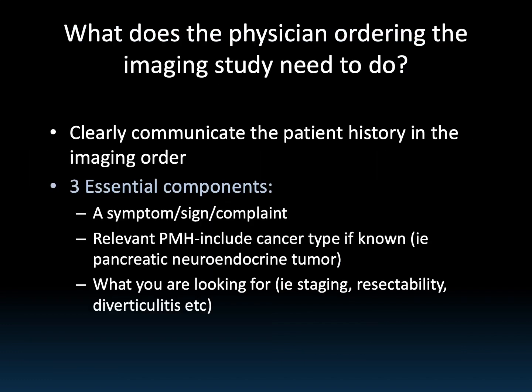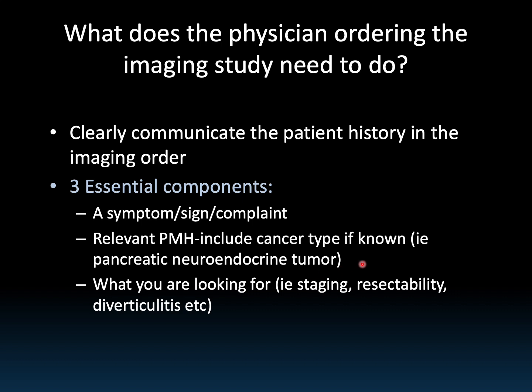So what does the physician ordering the imaging study need to do? The most important thing you can do is clearly communicate the patient's history in the imaging order itself. And there are three essential components to any history. The first is a sign, symptom, or complaint, what the patient's coming in with, such as fevers, right upper quadrant pain, or nausea or vomiting. Then the relevant past medical history, and include the cancer type if known.